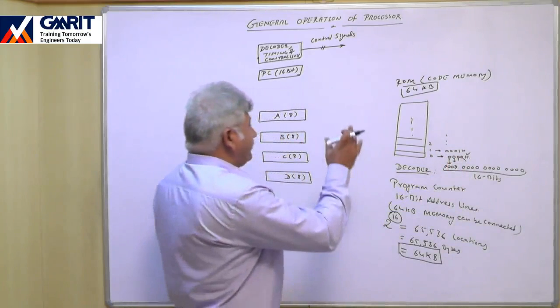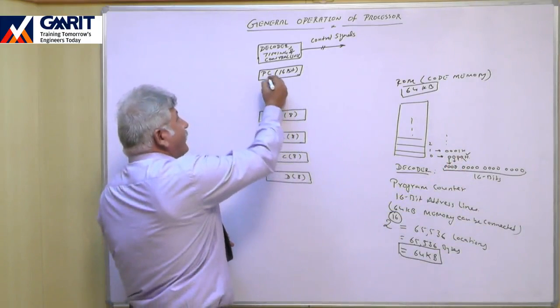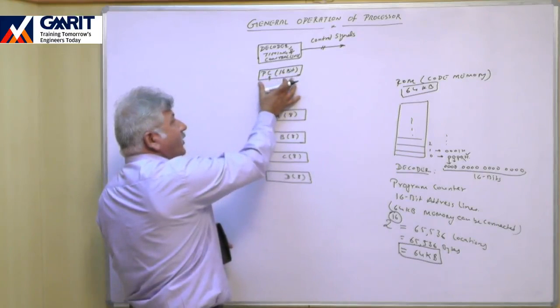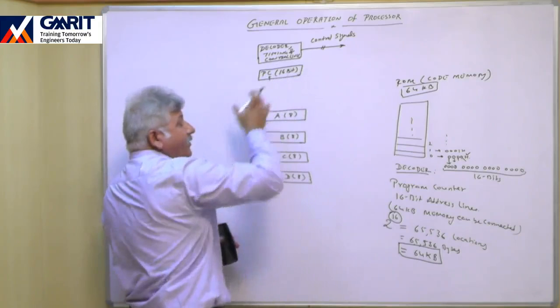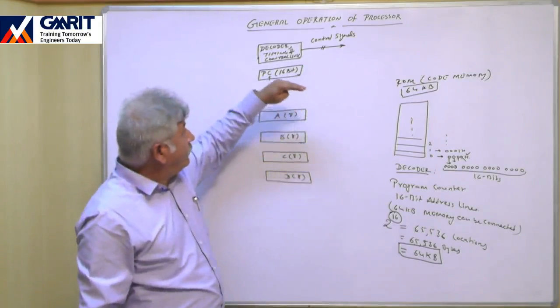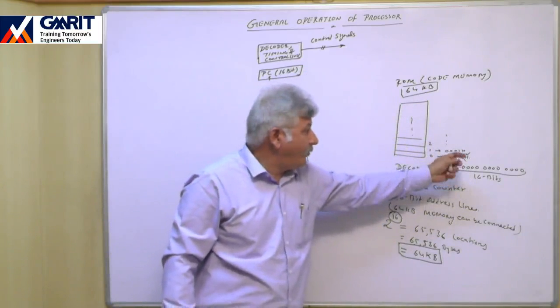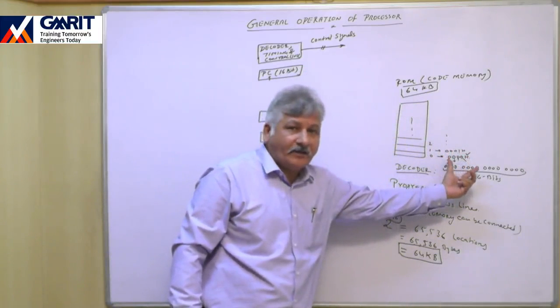That's why this location address will be pointed by this PC. Due to that, this program counter is a 16-bit register, because it is going to point to the memory location, and the memory location address is of 16-bit.